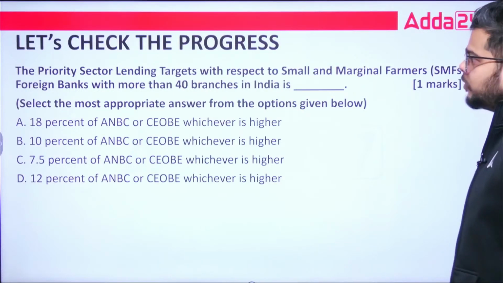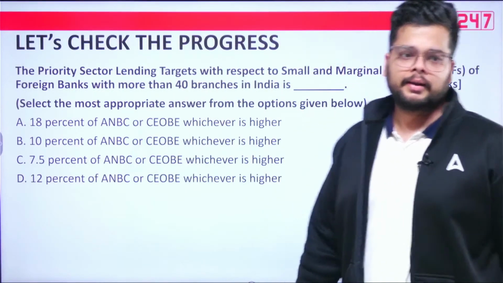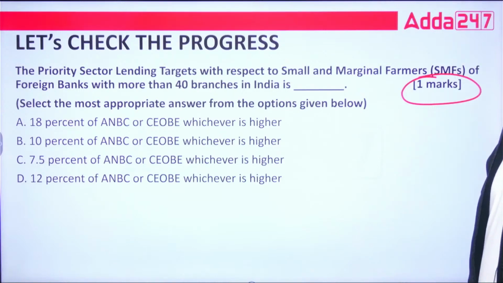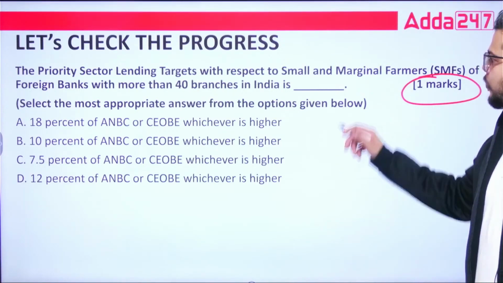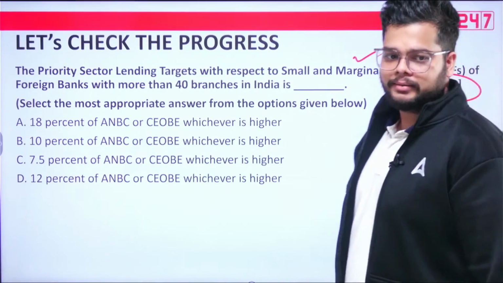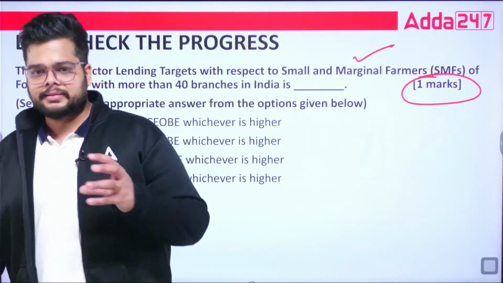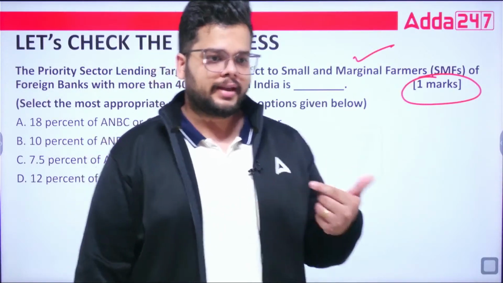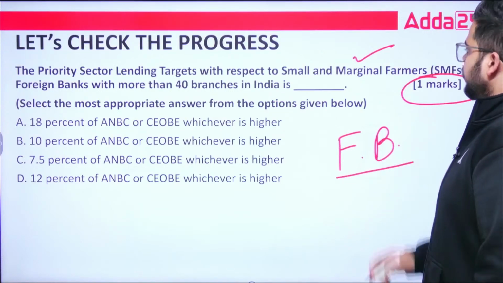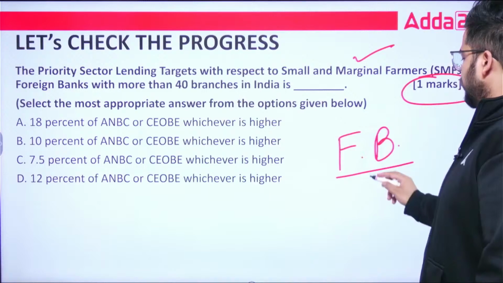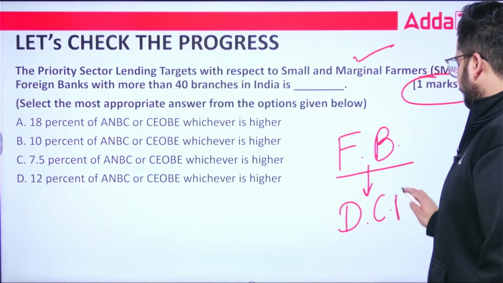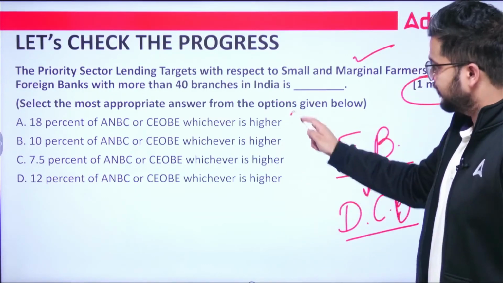Okay, now let's move on to the priority sector lending target again. And this time I hope most of you will answer this 1 marker. The priority sector lending target with respect to small and marginal farmers for foreign banks with more than 40 branches in India is dash. This question tests you on 2 levels. First, you have to decipher which kind of foreign bank we are talking about. Foreign banks with more than 40 branches have the same obligation as the domestic commercial banks. Now, what is the obligation? You have to answer here.